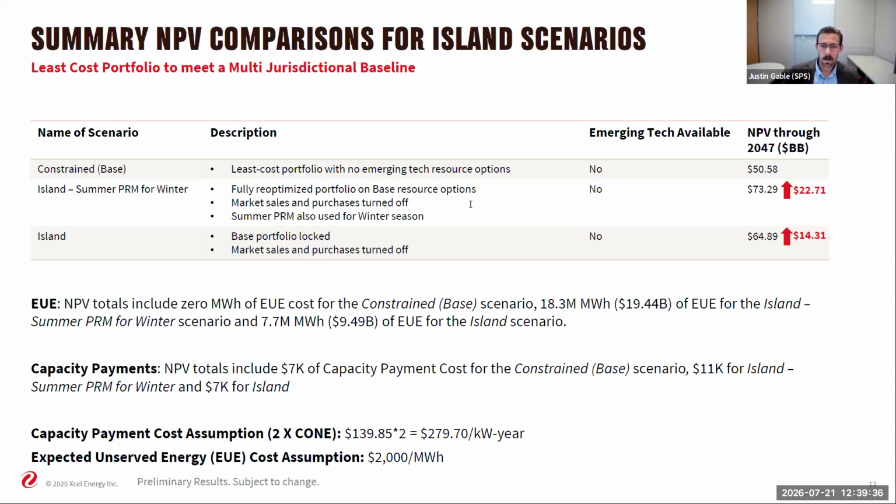This approach tells us that the base assumption of maintaining the summer PRM is not sufficient, and that there needs to be a higher PRM requirement for winter as compared to summer to maintain system reliability. I'll pause there and see if there are any questions.